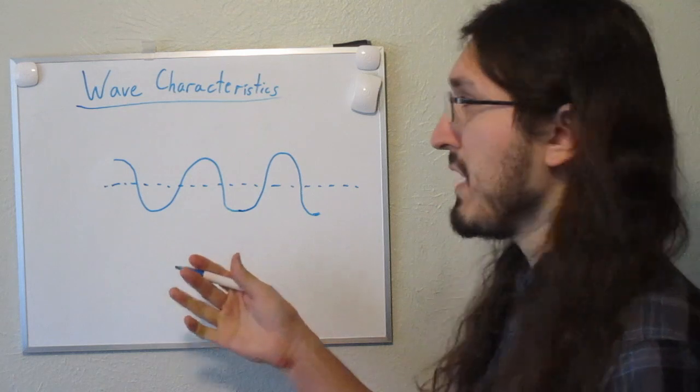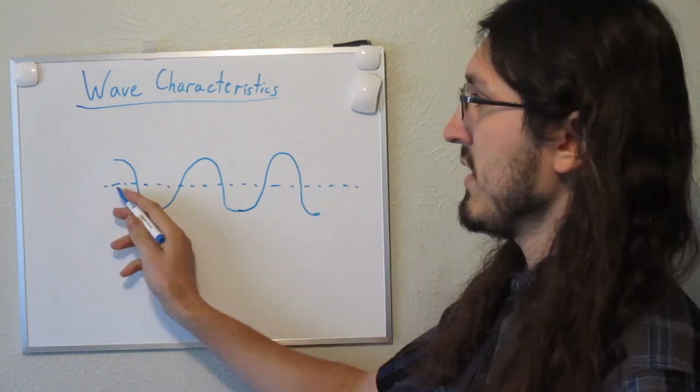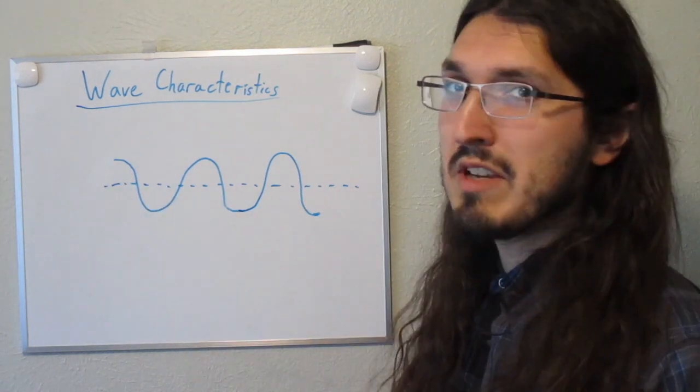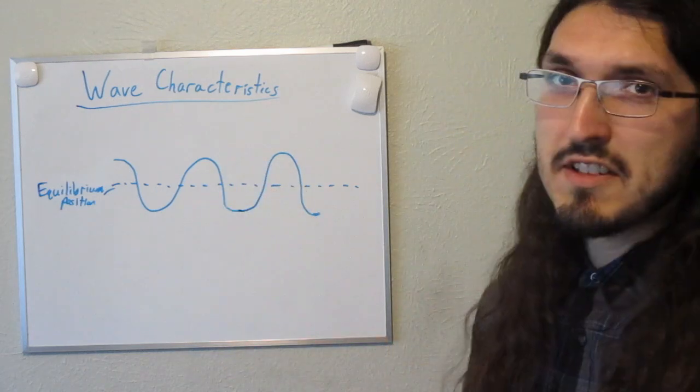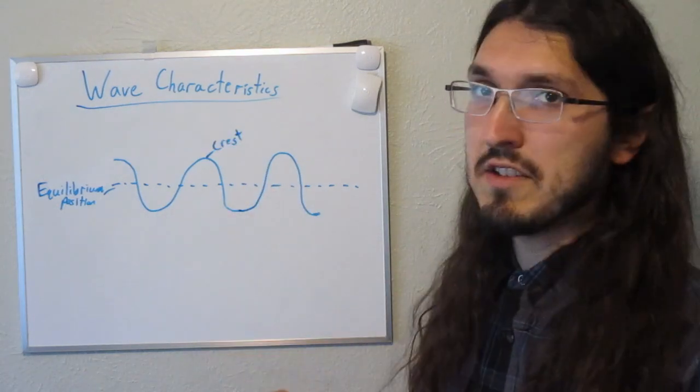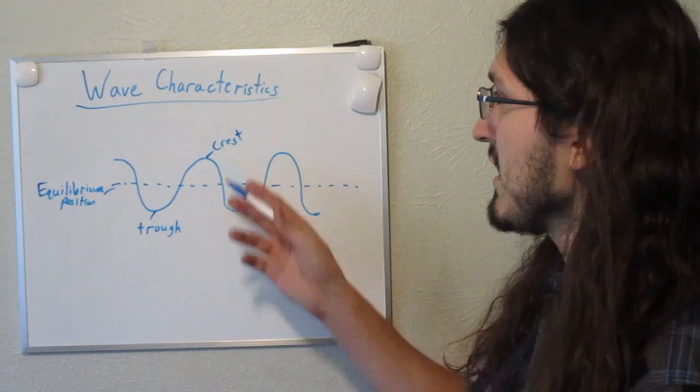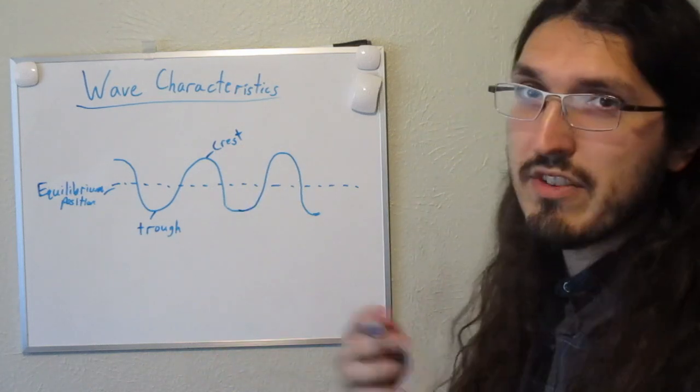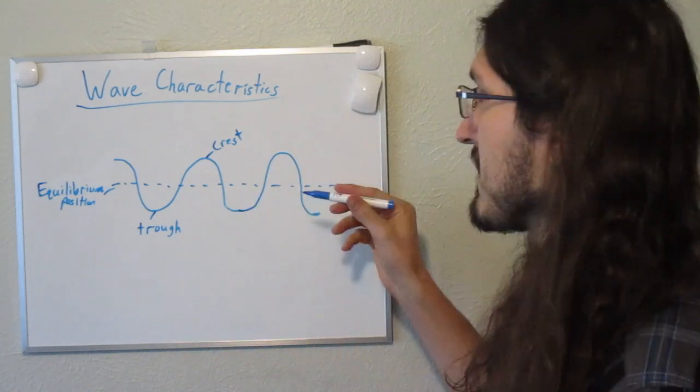Okay, so here's a picture of a wave and I have this dotted line in the middle. This dotted line in the middle is called the equilibrium position. The top of the wave is called the crest and the bottom of the wave is called the trough. Now we have a name for the tops and the bottom of the wave, and we also have a name for the height of the wave, and that's called the amplitude.